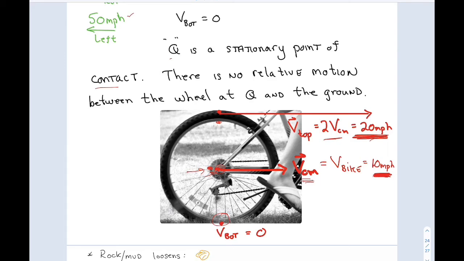Because this chunk of the wheel is headed to the left due to rotation, and headed to the right with the same speed due to translation. Those two velocities cancel out, and so the bottom of the wheel has no motion with respect to the ground. So that's why that's more in focus than the top of the wheel.